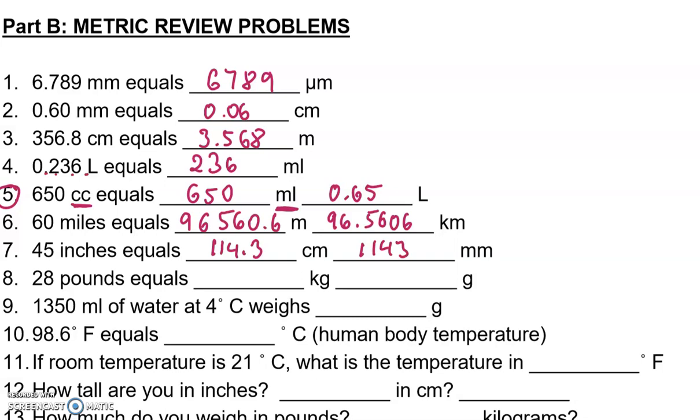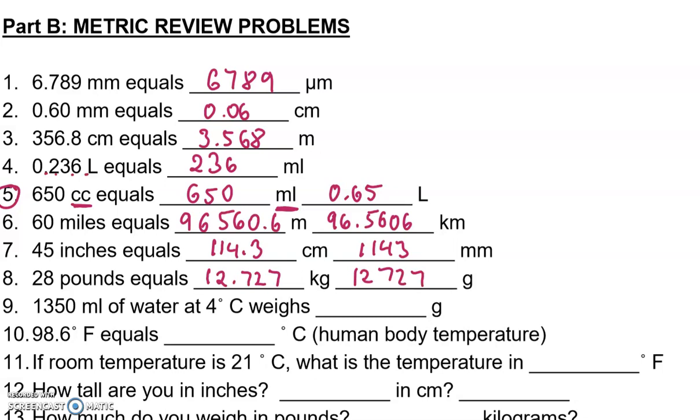On 8, the conversion from pounds to kilograms, you're going to have to divide the number by 2.2. That's the conversion factor. So 28 pounds, 28 divided by 2.2, and that puts us at 12.727 kilograms, and then move the decimal 3 places to the right to get the grams, so that would be 12,727 grams.